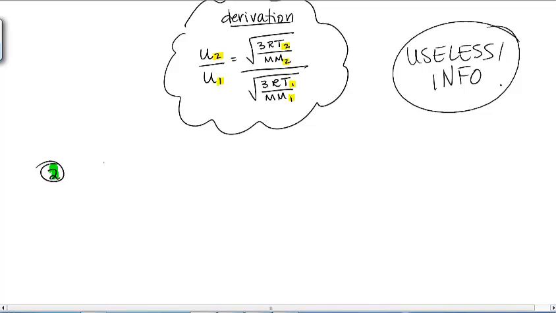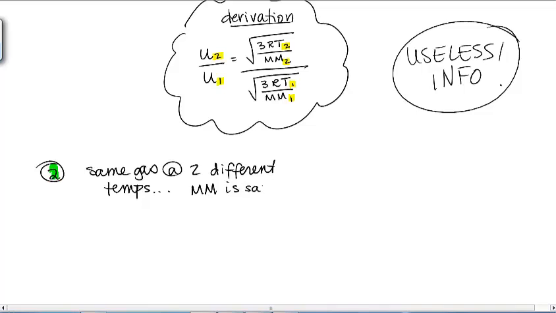So here is equation 2. If I am looking at the same gas, but at 2 different temperatures, then the molar mass is the same. And so the molar mass will end up canceling out. The 3's cancel out, the R's cancel out, the molar masses cancel out, and so what we are left with is, if you would like to compare, you know the speed of the molecule at one temperature, and you now raise the temperature, you could figure out what the speed is going to be at that new temperature. So that's going to be a useful equation for us.